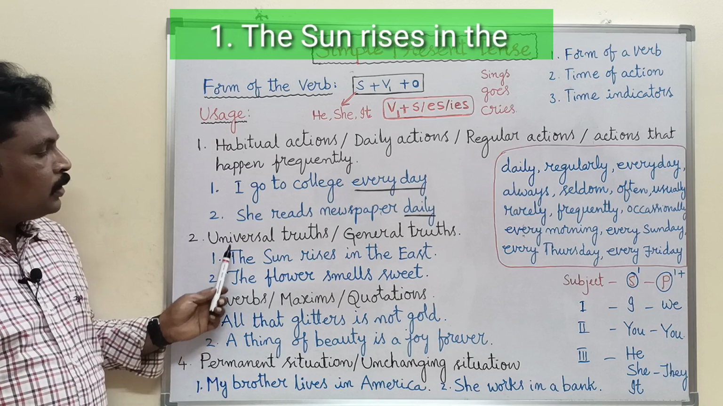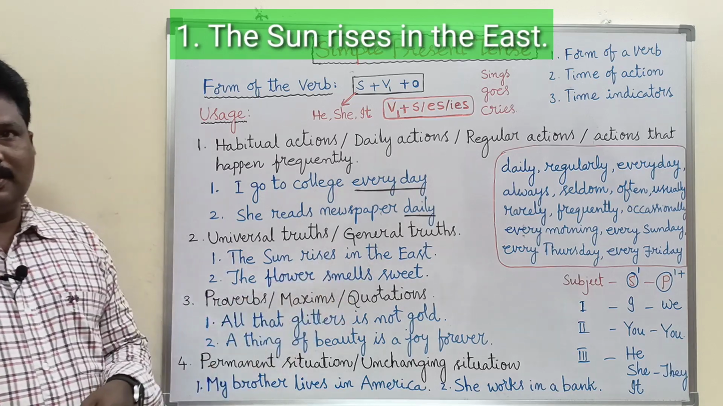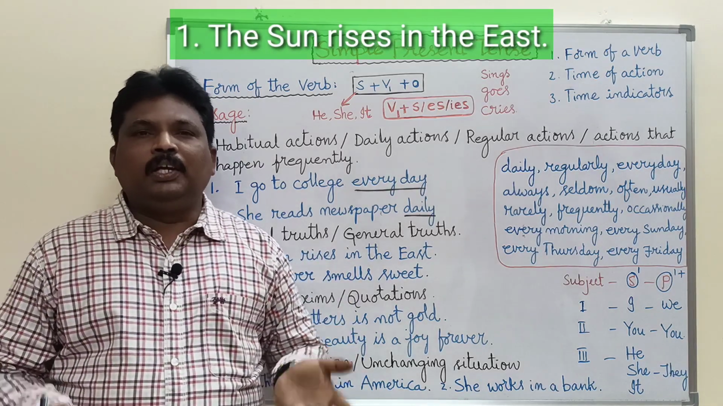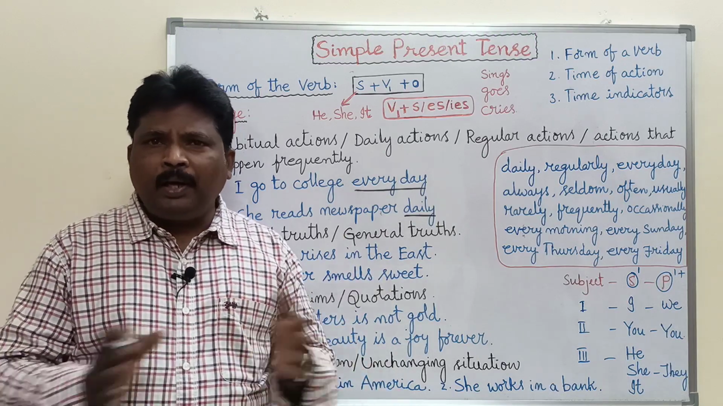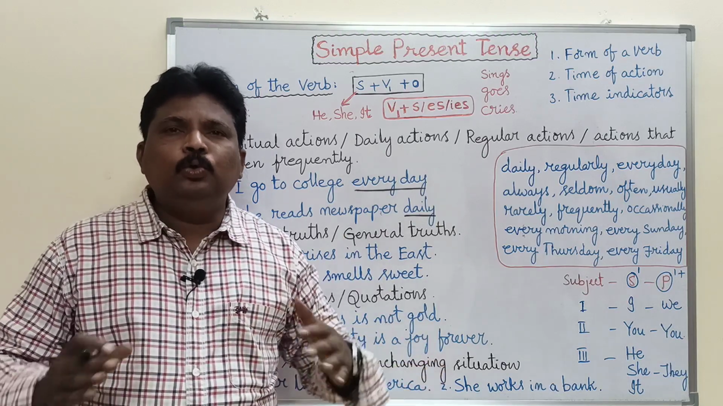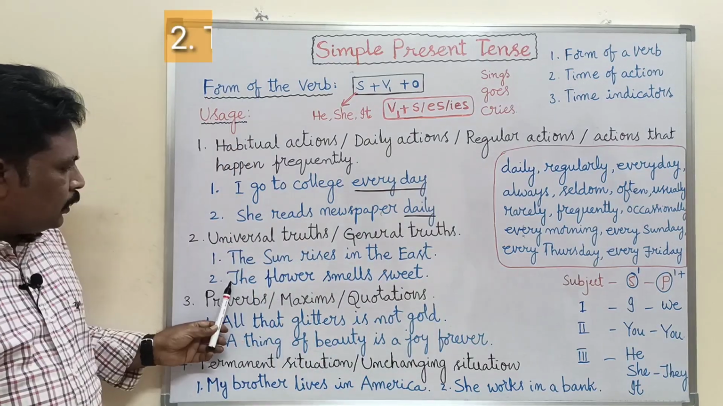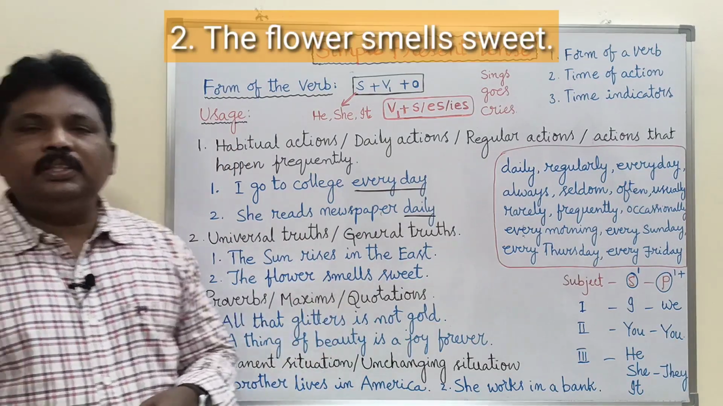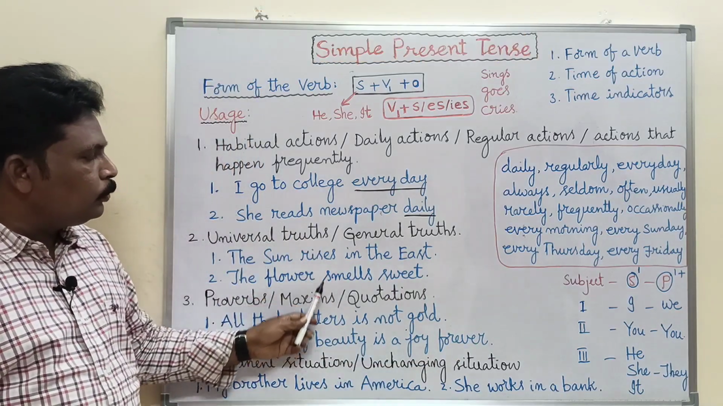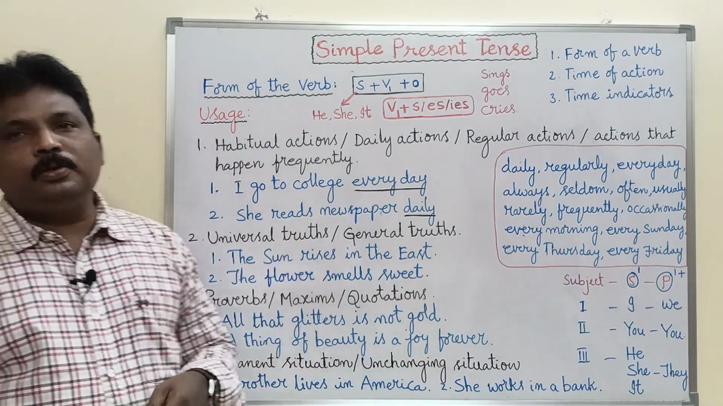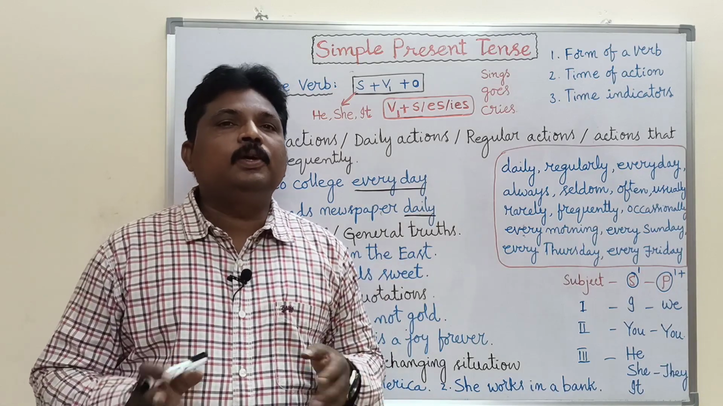For example, the sun rises in the east. So this is a universal truth. Everybody knows, everybody approves this fact. Perhaps there is nobody who denies this statement. Next one, the flower smells sweet. This is also a general truth. So while talking about universal truths and general truths, simple present tense is used.